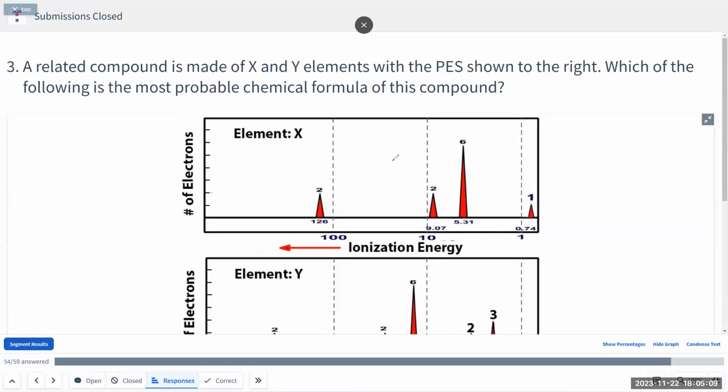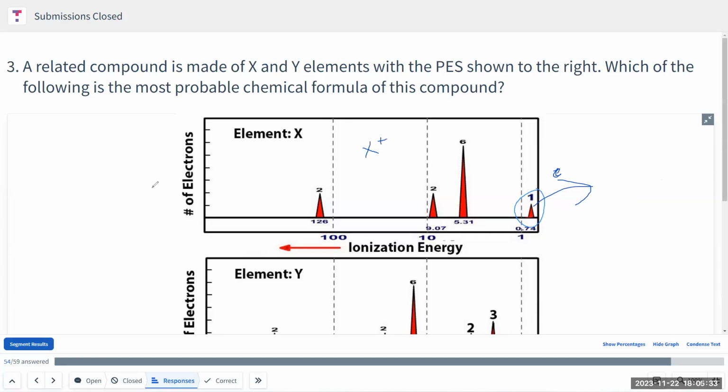So element X has only one electron in the valence shell. For element X to become like a noble gas, it is easy to remove this electron. If it does that, it's going to remove one negative charge, meaning it's going to form X plus ions, X+1 ions.